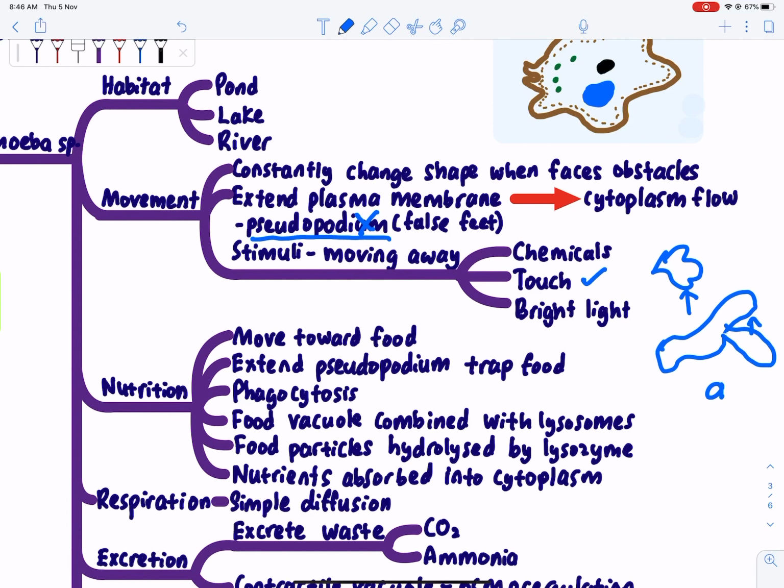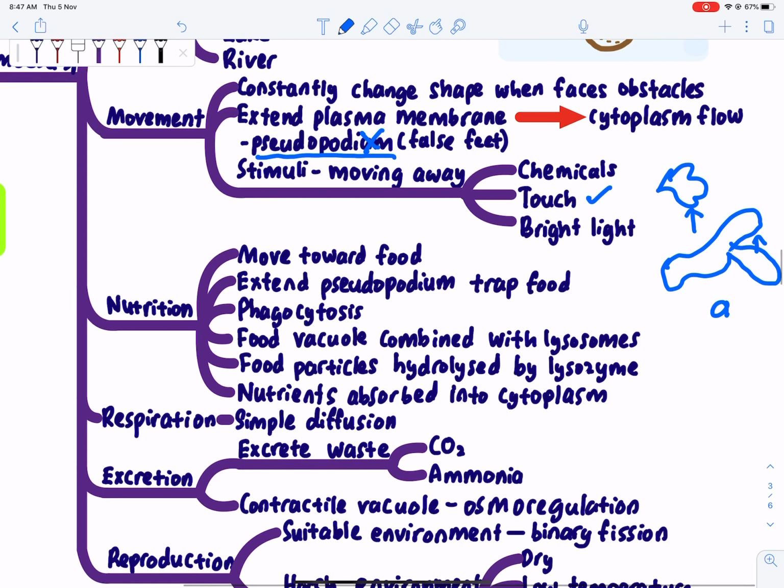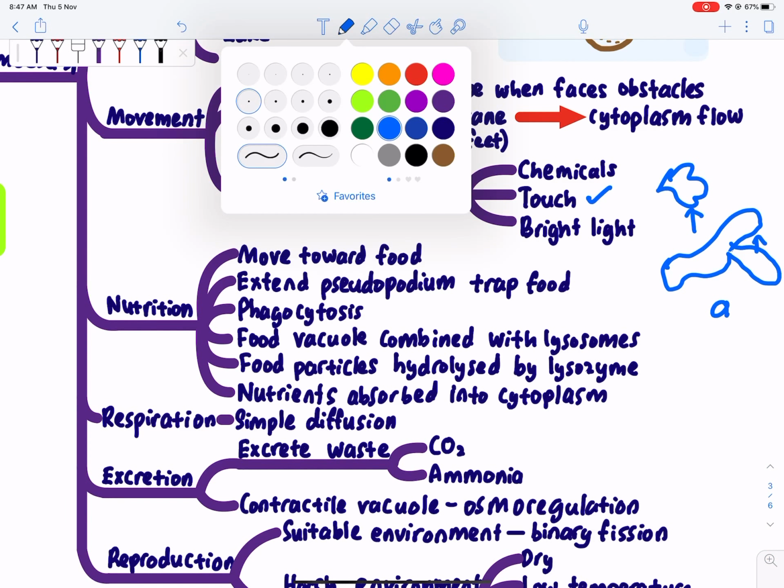When they have food there, the plasma membrane will extend itself and they will try to engulf the food, so that the food will be ingested into the cytoplasm, and the feeding process takes place. That we call phagocytosis. Okay, nutrition: how do they get the nutrients?